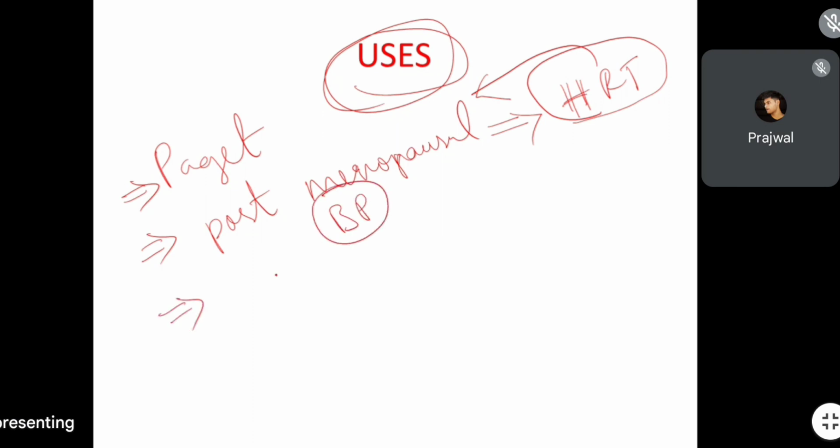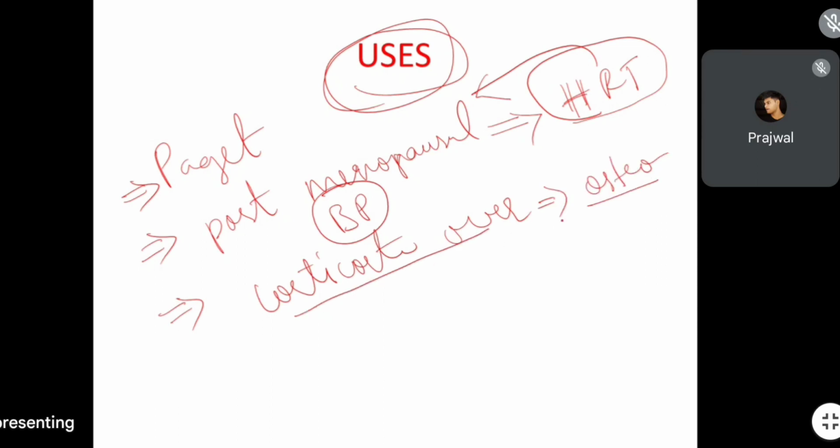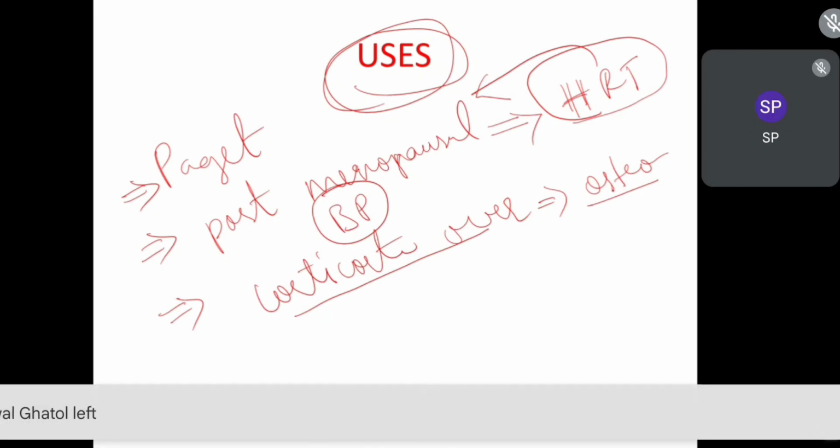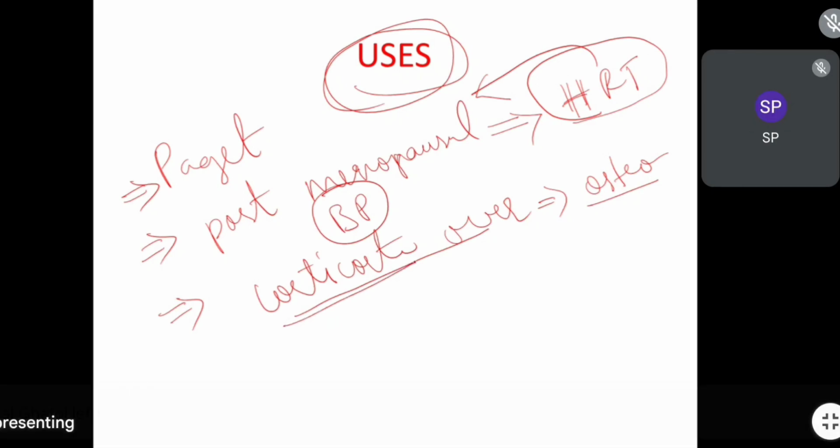Next, bisphosphonates are used in corticosteroid overuse. Corticosteroid overuse causes osteoporosis. Osteoporosis occurs if the patient has corticosteroid abuse. In those cases, bisphosphonates are the drug of choice.